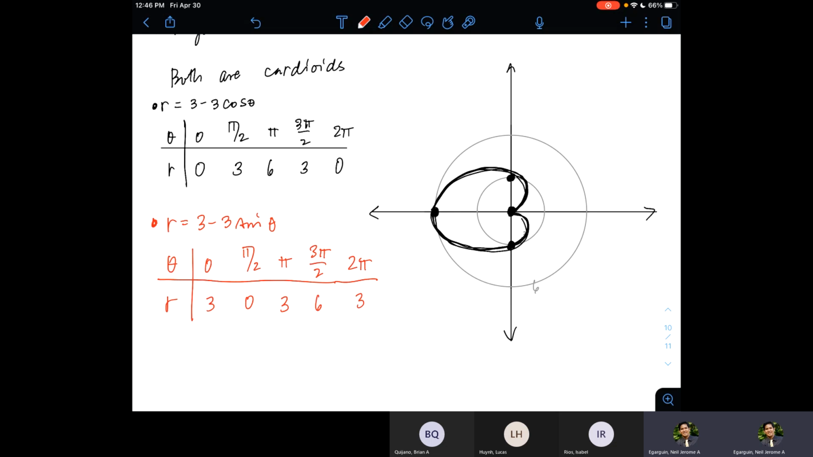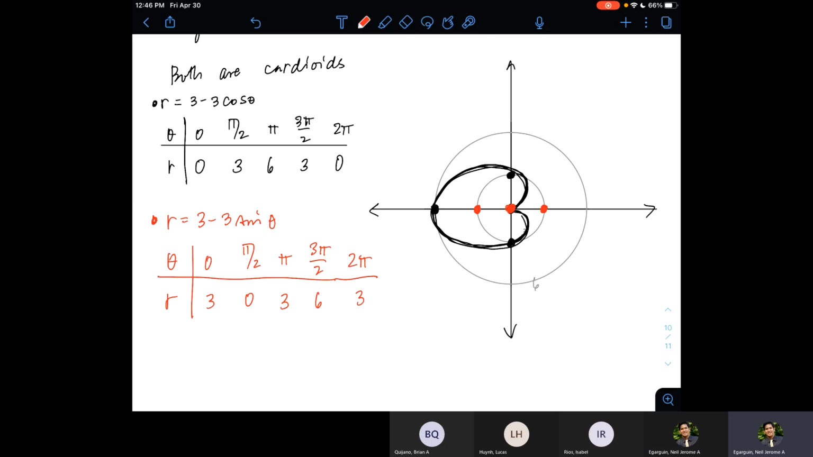First point, theta equals 0, r is equal to 3. So we're here. When theta is pi over 2, we'll travel here. We'll get 0 units, so that means we are at the pole. Third point, at pi, r is equal to 3. So we get this. At 3 pi over 2, r is equal to 6, so we get this point. And we'll be back at 3.